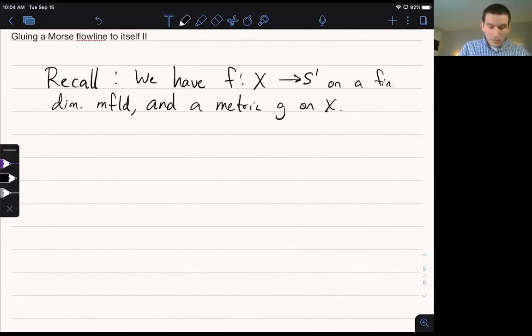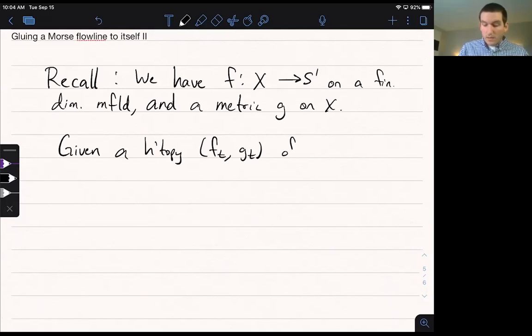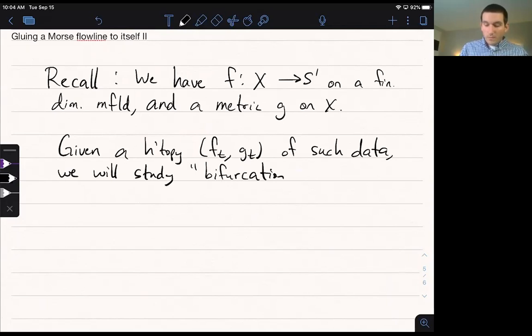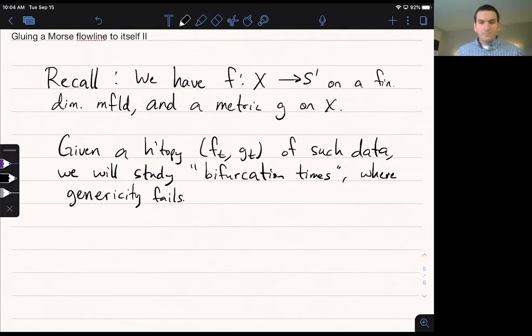So what we want to do is say, given a homotopy of data of this form, F sub t, G sub t, we need to think about the bifurcation times where genericity fails. This is a natural thing to do if you want to show, I guess Joe, his main motivation was showing that d squared is 0 for S1 valued Morse theory, but we want to think about things like invariance. And so that requires studying particular bifurcations.